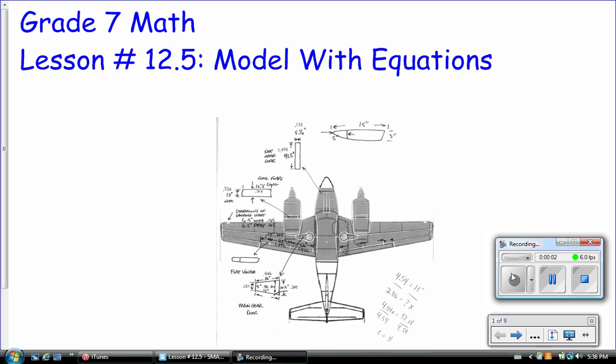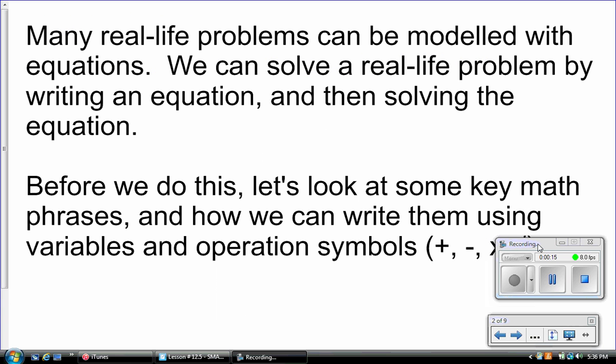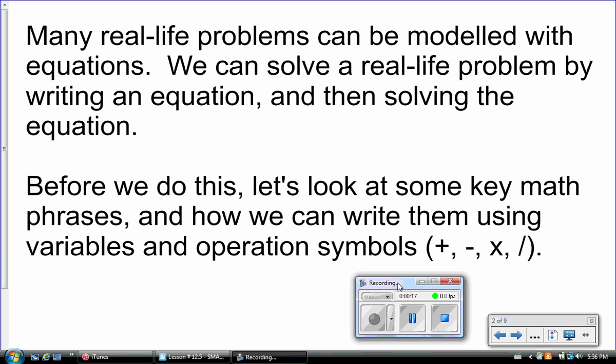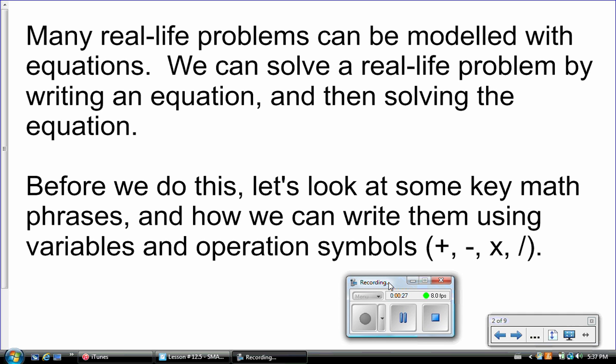Welcome back to Grade 7 Math. This is lesson number 12.5, Model with Equations. Many real-life problems can be modeled with equations. We can solve a real-life problem by writing an equation and then solving the equation.